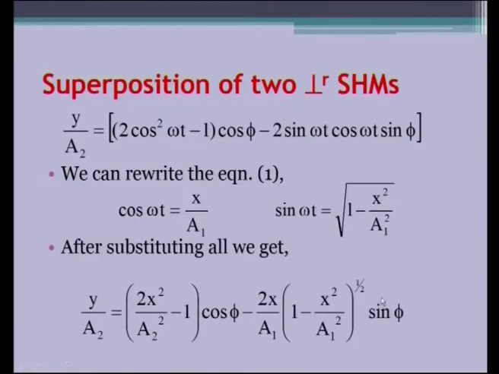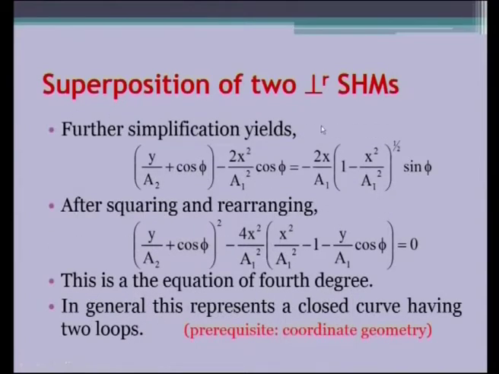This equation has got a square root term also. It is marked as power 1 by 2. So, it is actually a lengthy expression. Further simplification leads to this form. After squaring, because we have a square root, it is better to leave away with the square root. So, we square and rearrange the terms of the above equation further to get this final equation.